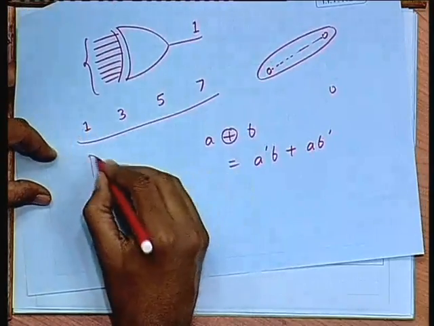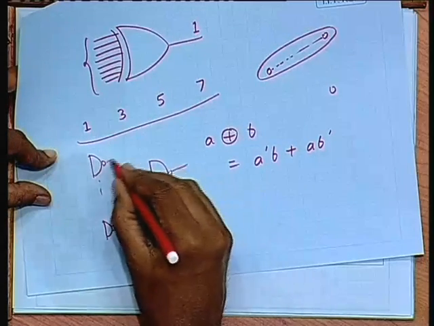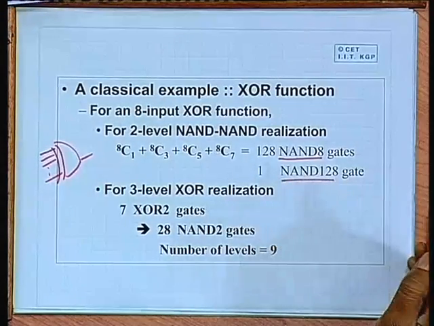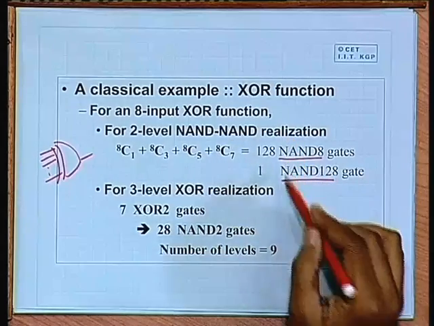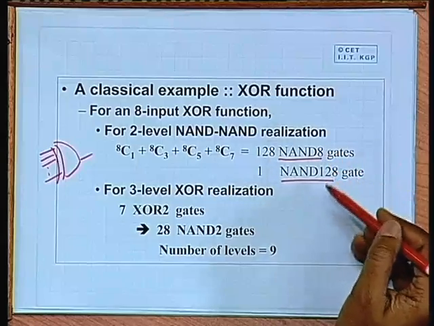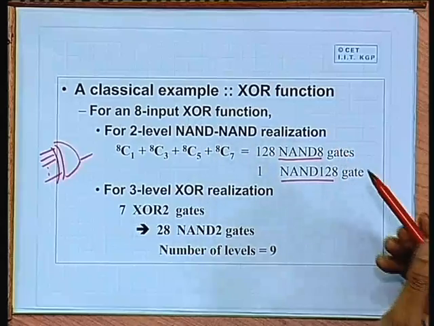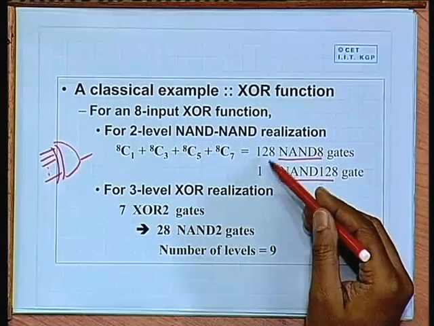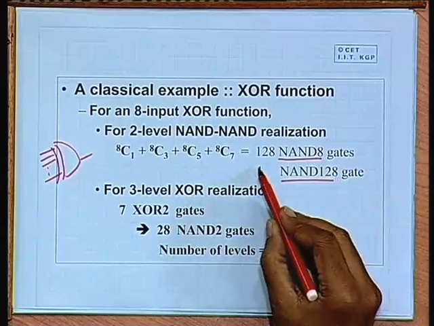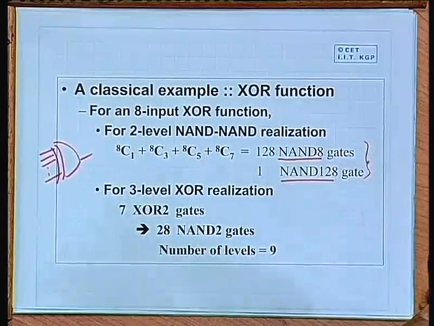In the first level you will have so many NAND gates, and in the second level you will have one big NAND gate feeding all these, a 128 input NAND gate. So try to understand that this 8 input XOR I can very easily implement in a 2 level realization, but I require 129 gates, all of them of very big sizes, and one of them of extremely big size, 128 input. So this is possibly not practical.